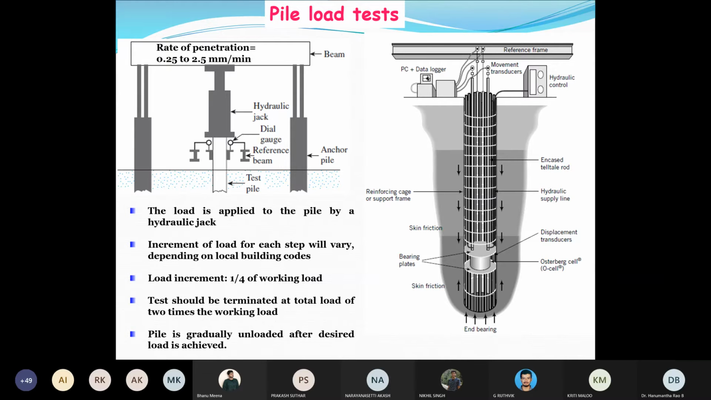When you do any pile load test, the load is applied in increments. Maybe in 4 increments or 5 increments or 10 increments, and so on. The guideline says that the load increment shall be 1/4 of the working load. Suppose your working load is 1000 ton, then during step 1 you apply 250 ton. Then keep on monitoring the settlement.